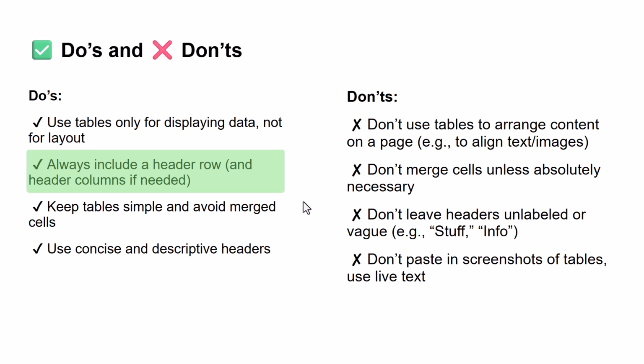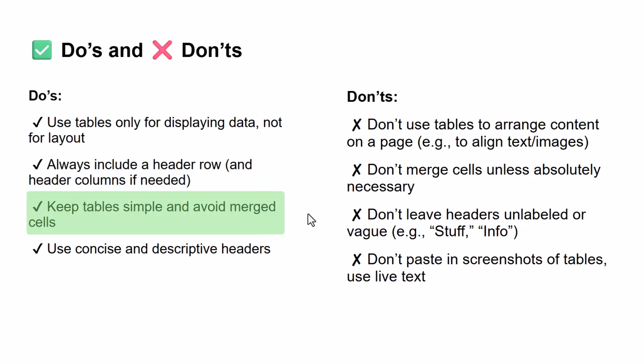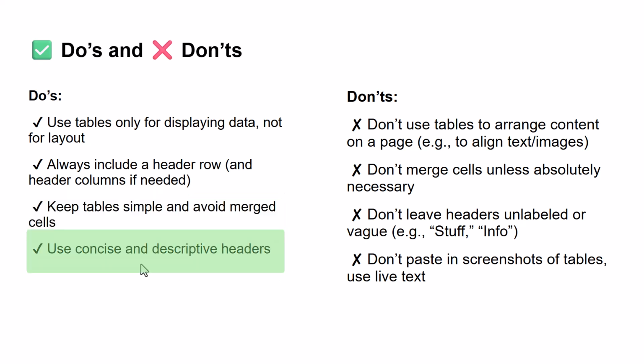Make sure we're always including a header row, and then keep your tables as simple as possible. Didn't show you on the previous example, but try not to merge cells. They work well as far as visual cue, but they don't work well with screen readers and for accessibility purposes. And then make sure that our headers are concise and descriptive, just so it doesn't get to be super repetitive when the screen reader has to constantly announce what column or row you might be in.